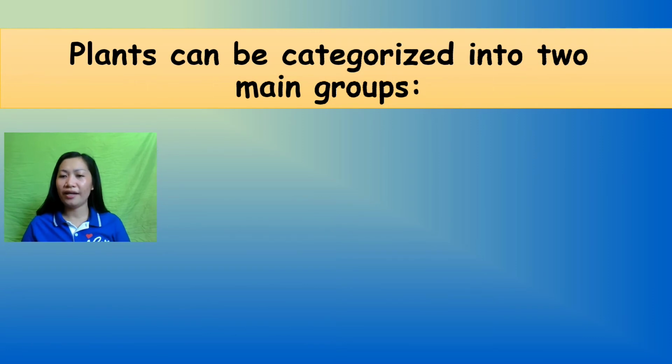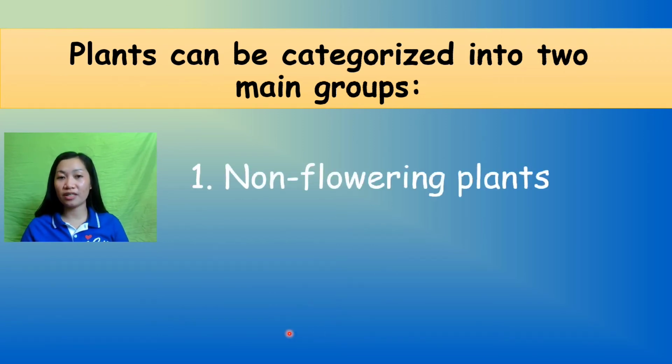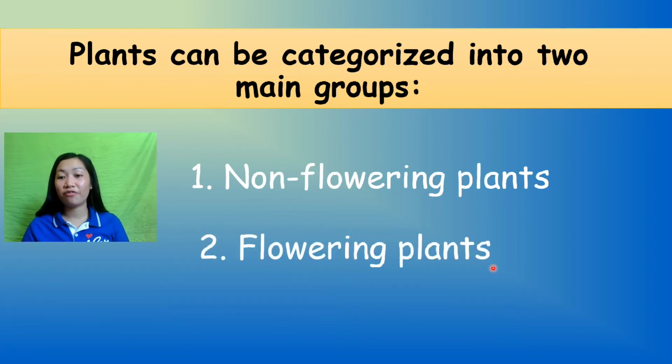Plants can be categorized into two main groups. The first is the non-flowering plants and the second is the flowering plants. In the previous slides we talked about the two types of reproduction: asexual reproduction, which is for non-flowering plants, and sexual reproduction, which is for flowering plants.